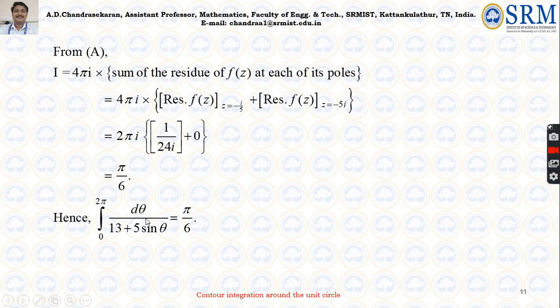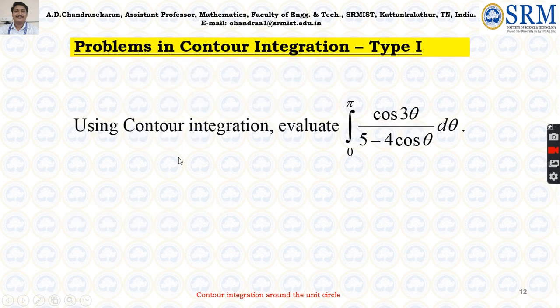Let us see the second sum. Using contour integration or method of residues, evaluate the integral 0 to π cos 3θ/(5 - 4 cos θ) dθ. The first sum was sin theta, this is cos theta. It is 0 to π only, not 0 to 2π. That means it is half of the circle, not the full circle. Full circle means 0 to 2π, isn't it? Let us see the solution.